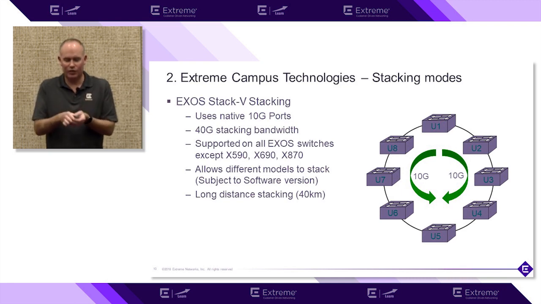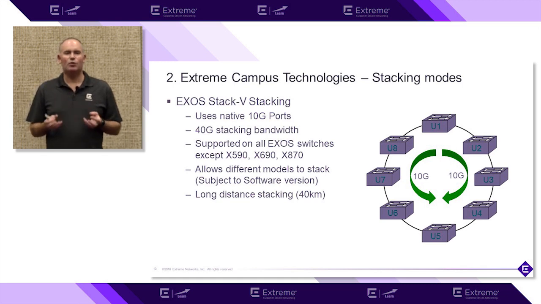If we take one switch, 2 of its 10 gig ports will be used for stacking. Each 10 gig port is capable of 10 gigabit in and 10 gigabit out. So that's 20 gigabit if we add the bandwidth of both the ingress and the egress for that port. And then of course we have 2 ports. So if we add the 20 to the 20, we say that the stacking bandwidth of each individual switch is 40 gig.